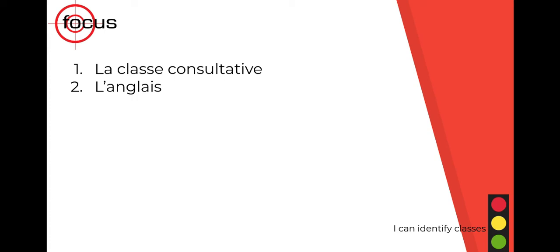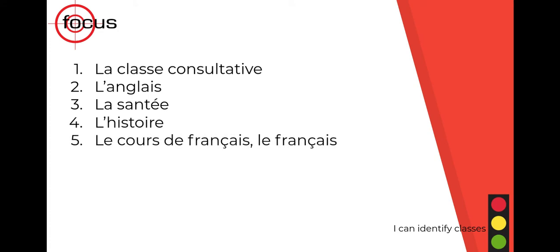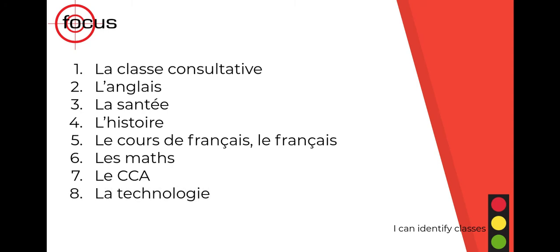Okay, let's go ahead and check your answers. So number 1, you should have la classe consultative. Number 2, we should have l'anglais. Numéro 3, la santé. Numéro 4, l'histoire. Numéro 5, le cours de français, or you could have le français. Numéro 6, les maths. Numéro 7, le CCA. Et numéro 8, la technologie.